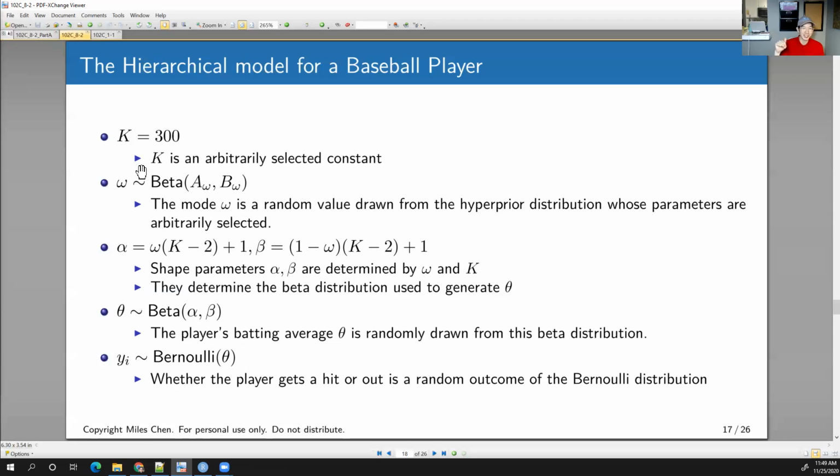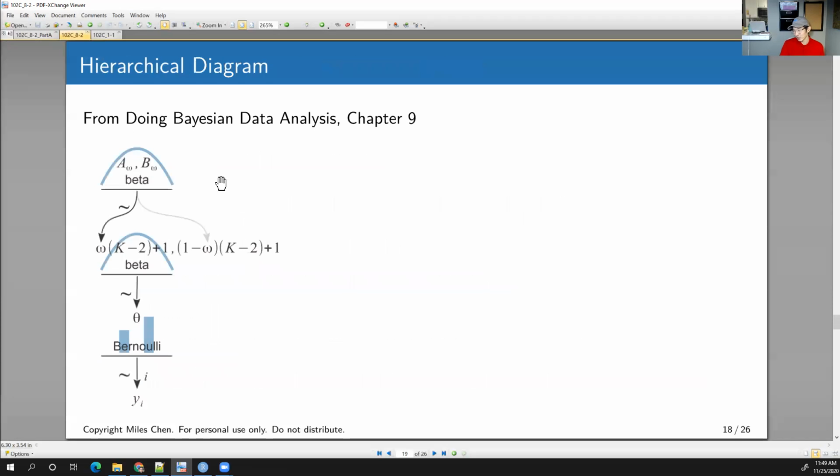Is this okay, this hierarchy here? The diagram is taken from Doing Bayesian Data Analysis, Chapter 9. The idea here is you've got this beta distribution with shape parameters A sub omega and B sub omega. From this beta distribution, we draw a random value omega, okay? Omega determines the values alpha and beta that get used in this beta distribution. And from this beta distribution, we draw the value theta. And this theta will factor into the Bernoulli distribution, which will produce our values y sub i.